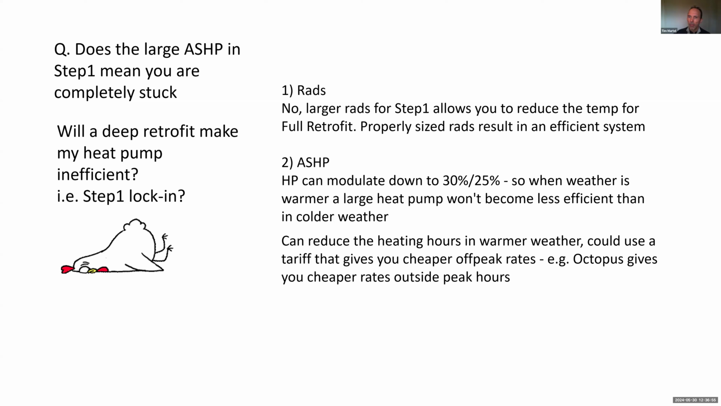more efficient. You have to also remember that air source heat pumps very rarely work at their full capacity, because their full capacity will only be needed on the coldest day of the year, at peak demand. So they can quite easily modulate down to 25 to 30%. So when the weather is warmer, the heat pump will become more efficient than in cold weather.